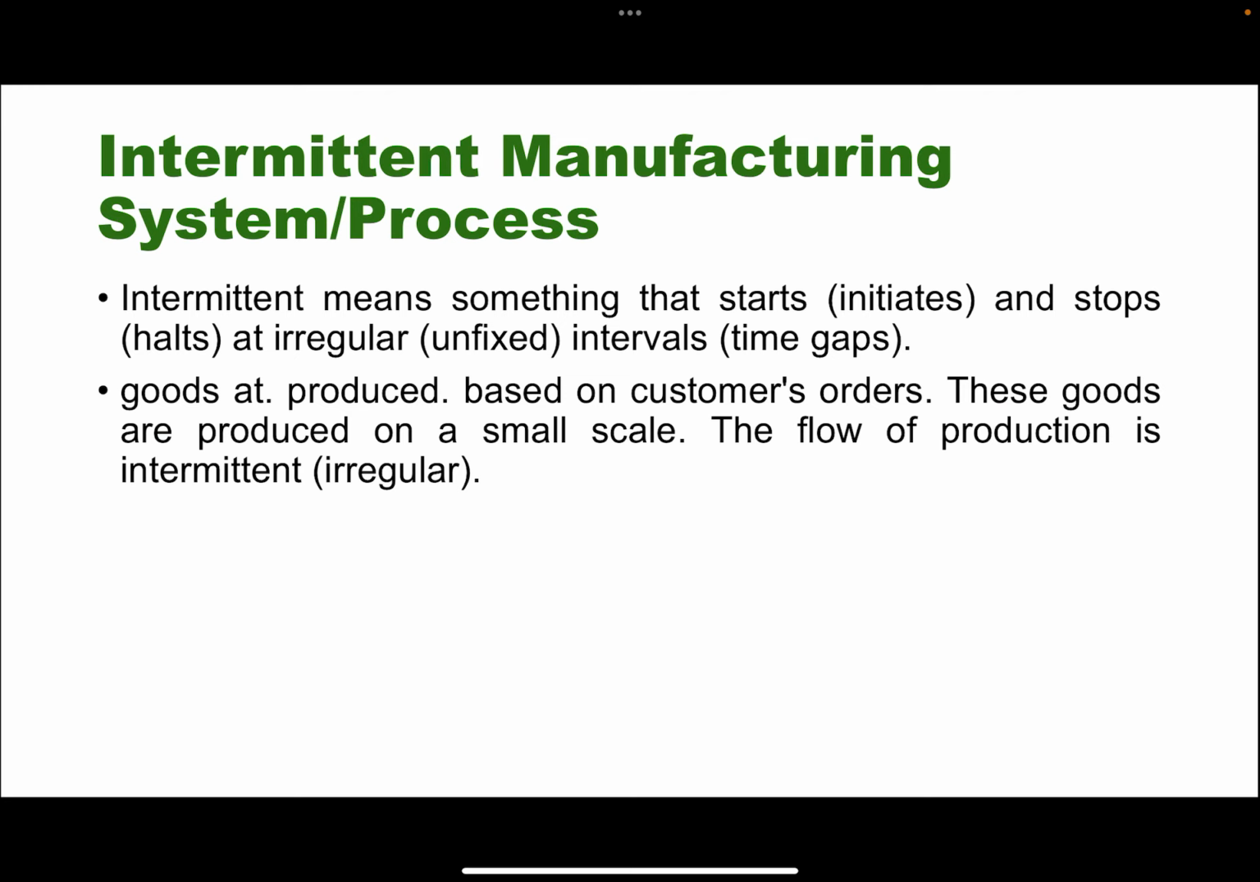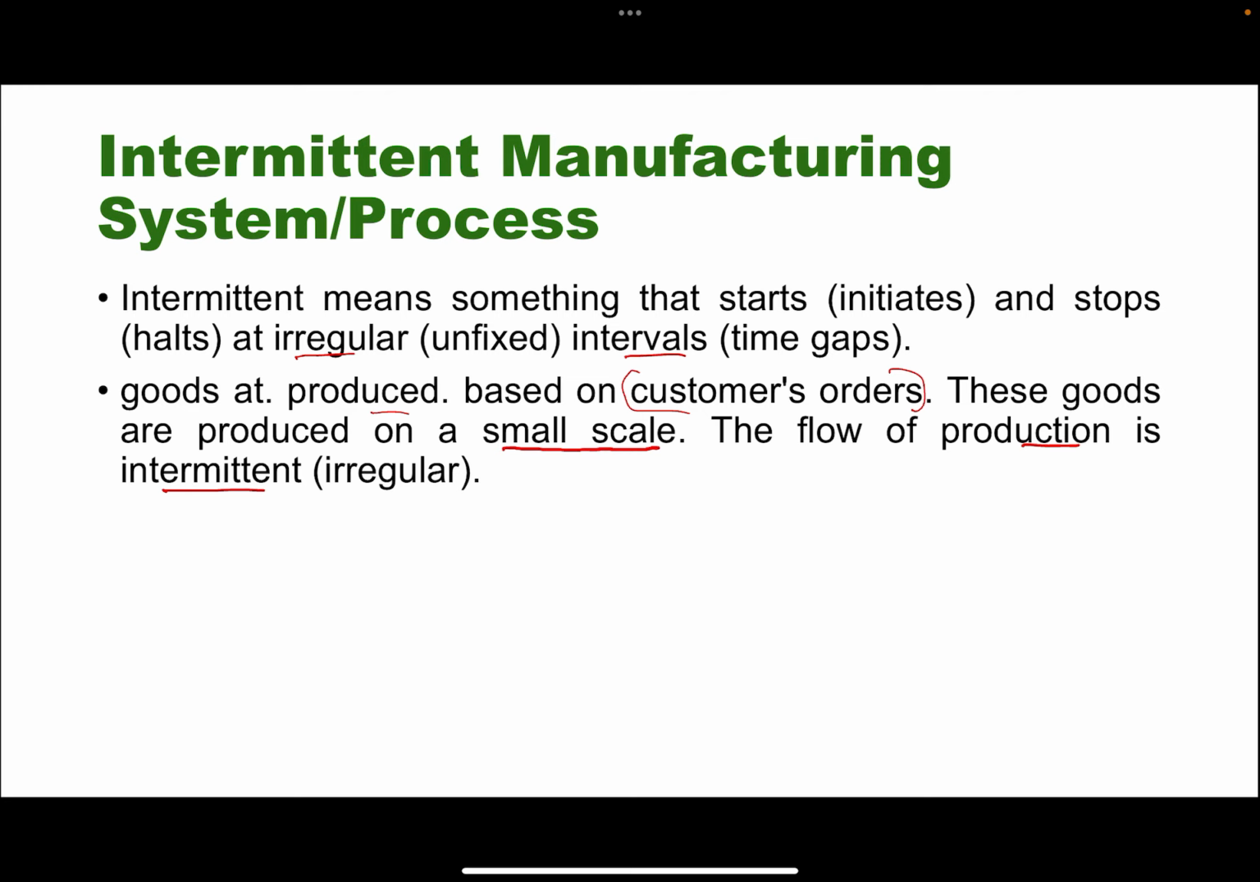Next, we come to the intermittent manufacturing system or process. Intermittent means something that starts and stops at irregular intervals. So this is not a continuous manufacturing system. This starts and stops when needed. That means goods are produced based on customers' orders, and these goods are produced on a small scale also, and the flow of production is intermittent.